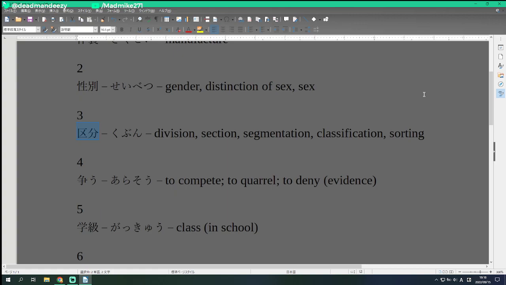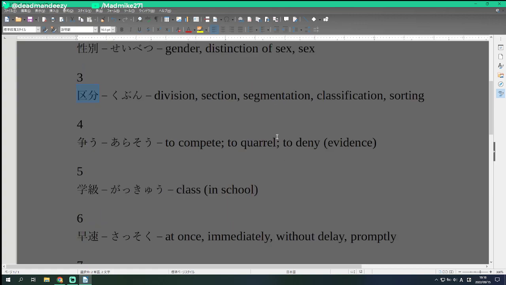Number four is arasou. Arasou, from our kanji for fighting or quarreling, to contend or dispute, means to compete, to quarrel, or to deny evidence. This is an intransitive verb for to contend, compete, or contest.